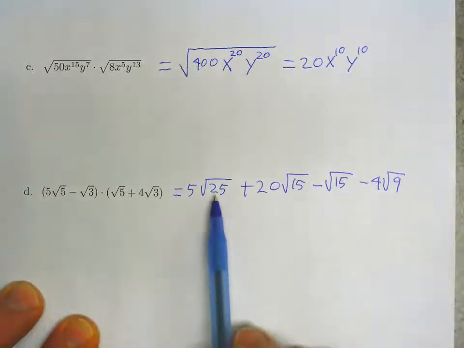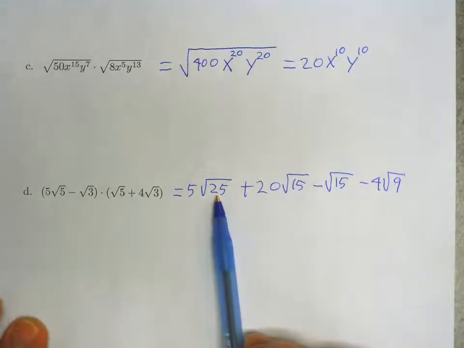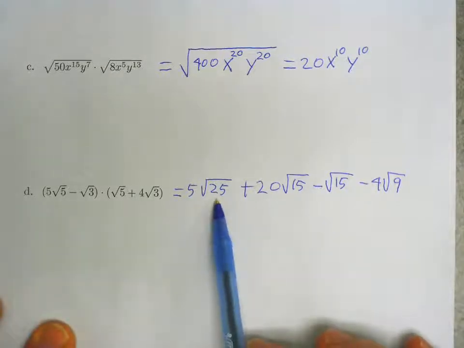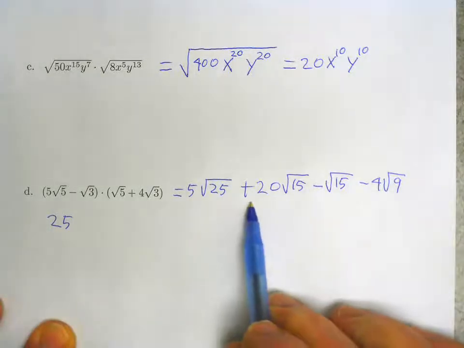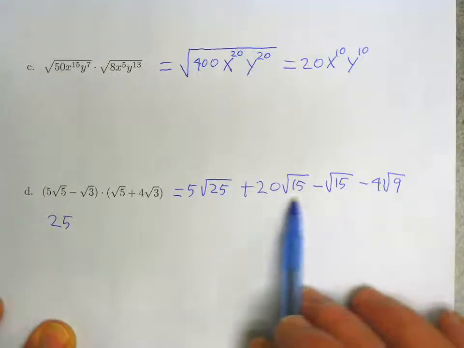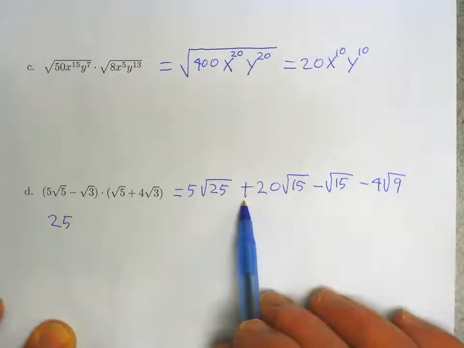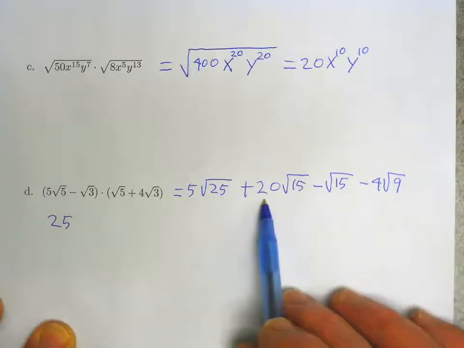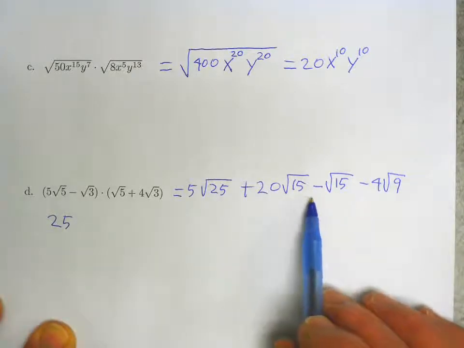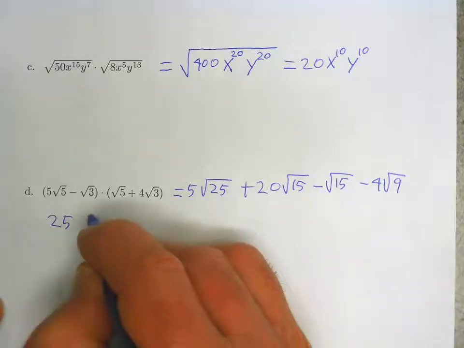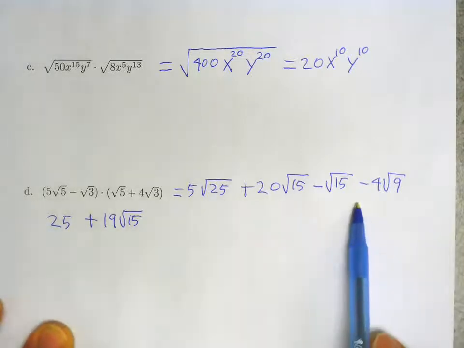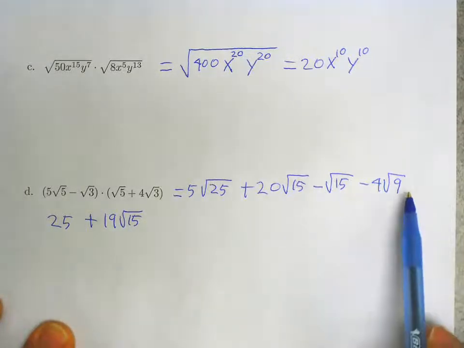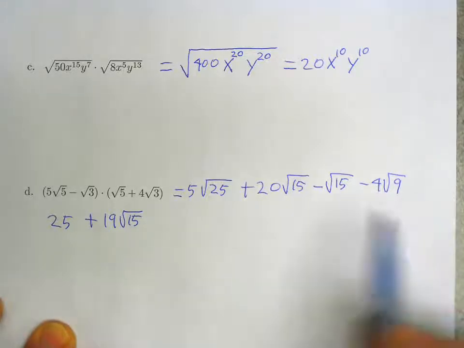Okay, we'll simplify further. The square root of 25 is 5. And so 5 times 5 is 25. The two middle terms are like radicals, so we can combine them by adding and subtracting. So plus 20 times the square root of 15 minus the square root of 15 is positive 19 times the square root of 15. And then finally, minus 4 times the square root of 9 is minus 4 times 3, which is minus 12.